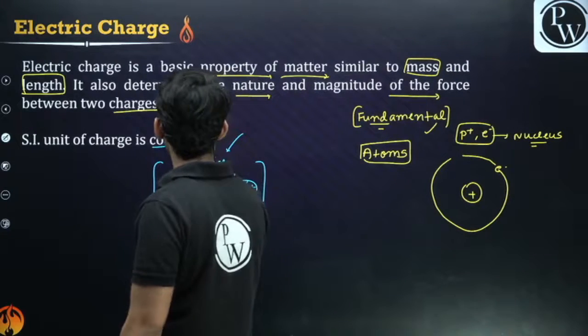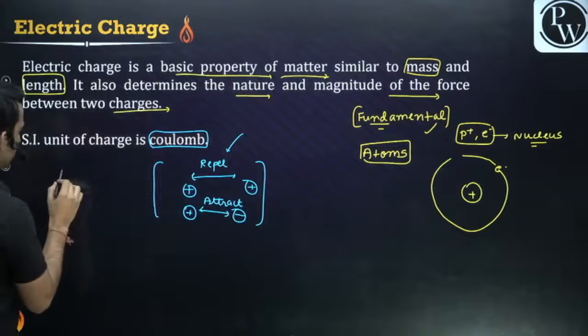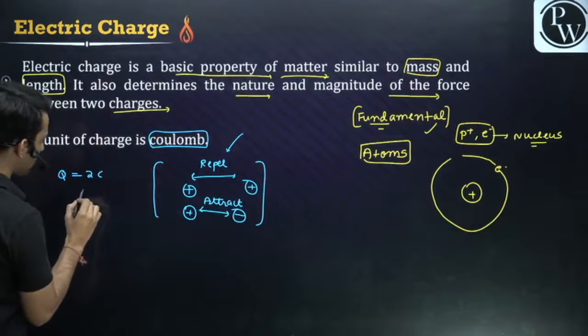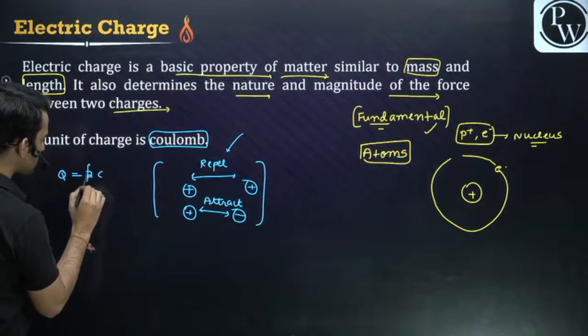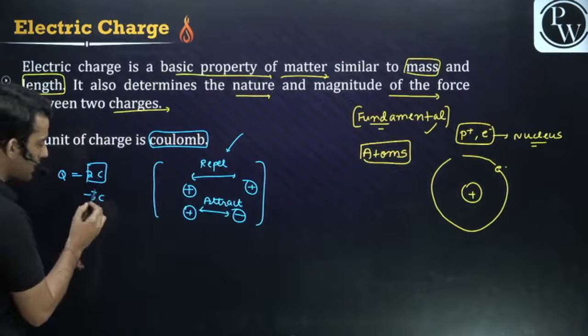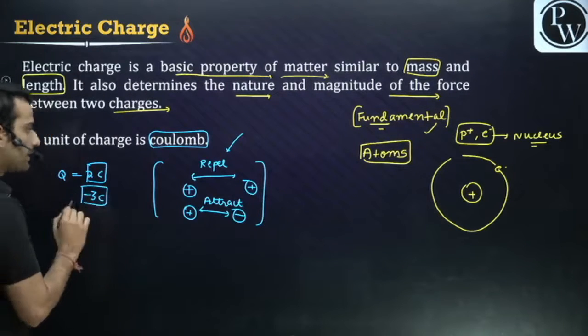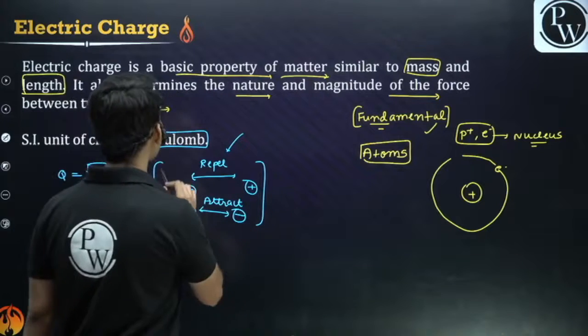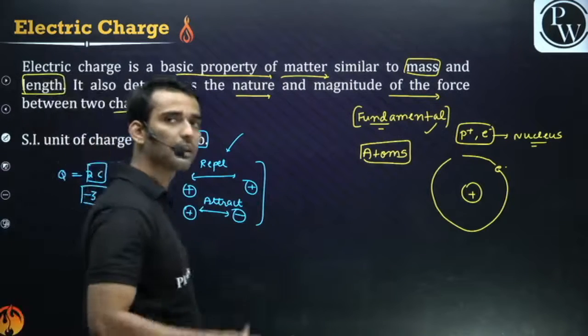It is the coulomb. The SI unit of charge is coulomb. For example, I say the charge on a body is 2 coulomb or minus 3 coulomb. Plus 2 coulomb means a positive 2 coulomb charge, and minus 3 means a negative 3 coulomb charge. So coulomb is the SI unit for charge. So it is a fundamental property.